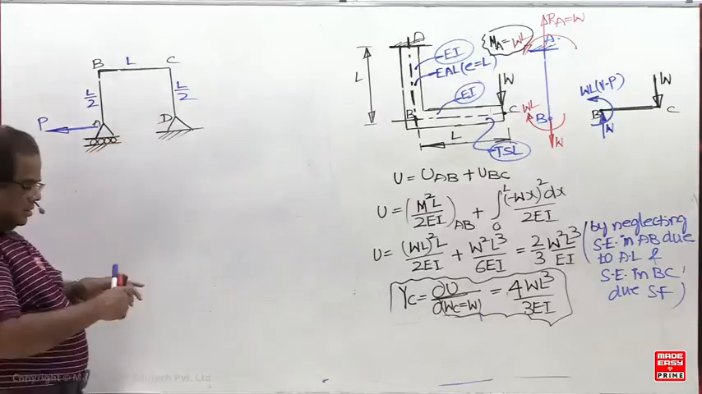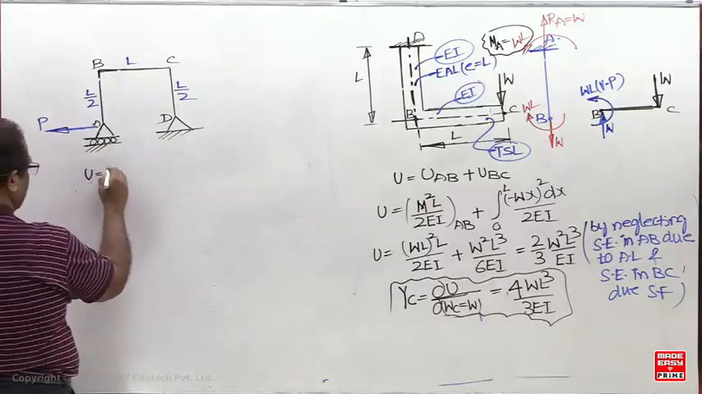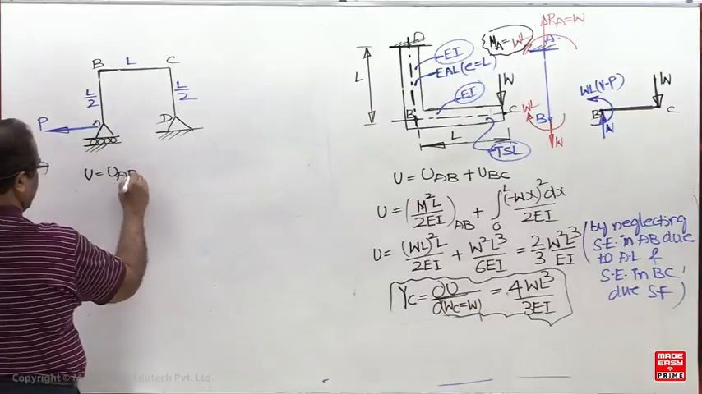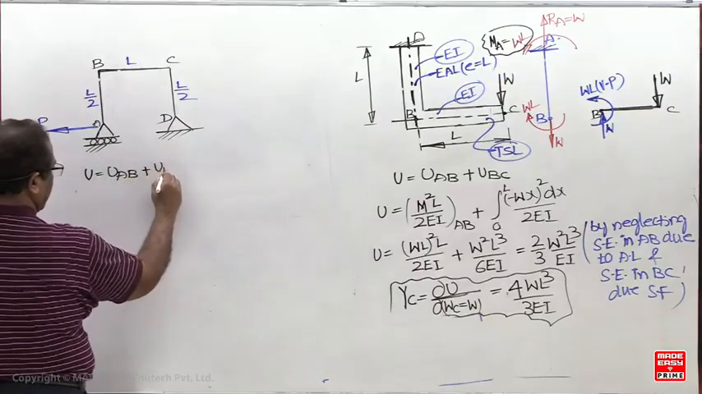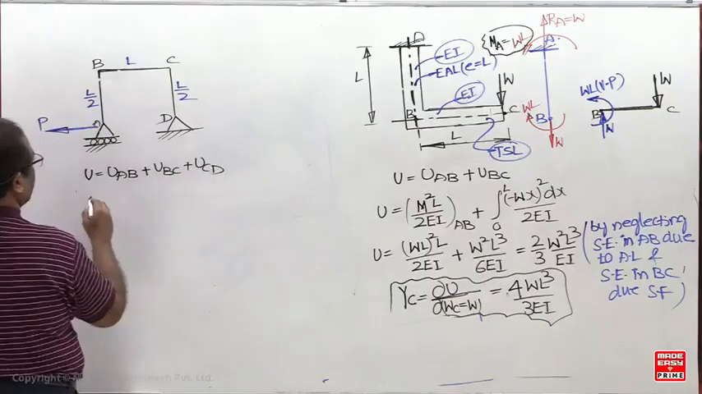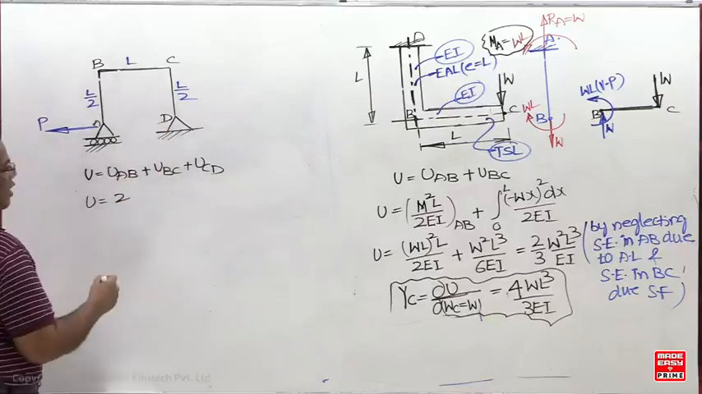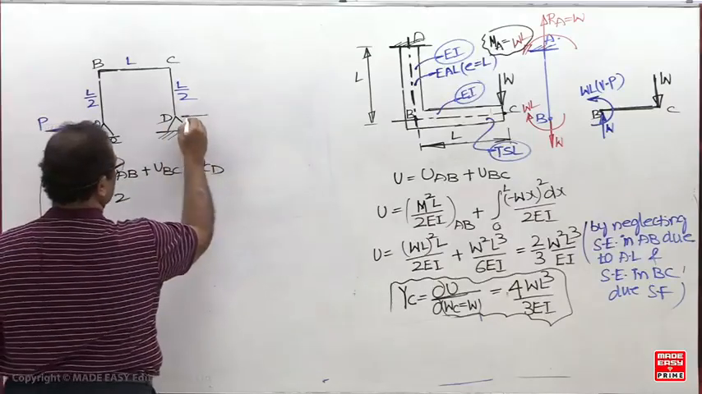And here, once again the strain energy of AB and CD are equal. Here you are going to get a reaction.